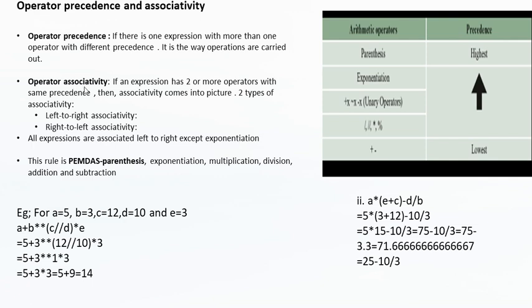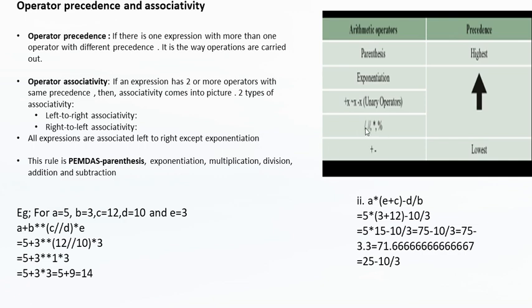Then operator associativity. If an expression has two or more operators with the same precedence, for example if division and floor division both are there in your expression, then how will it be evaluated? In this case, associativity comes into the picture. Because both of them have the same precedence, when the execution is done, it can go by left to right associativity or right to left associativity. All expressions are associated left to right normally, except the exponential.